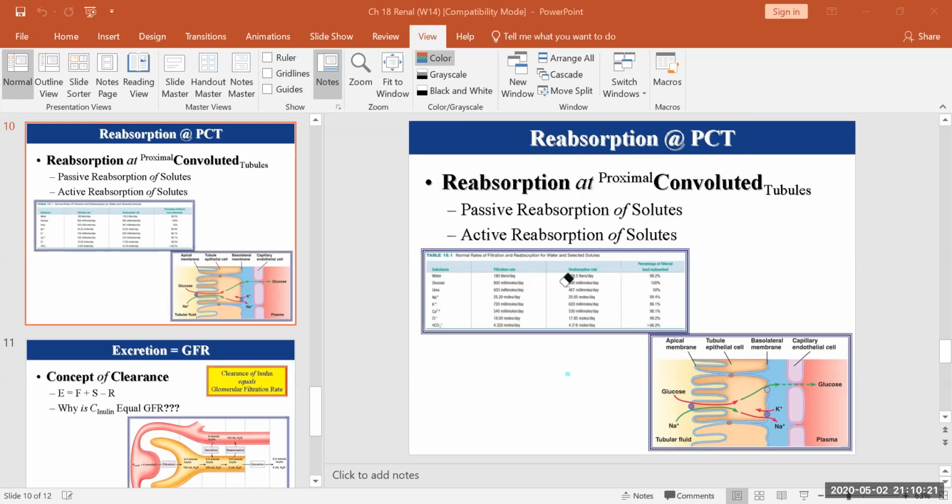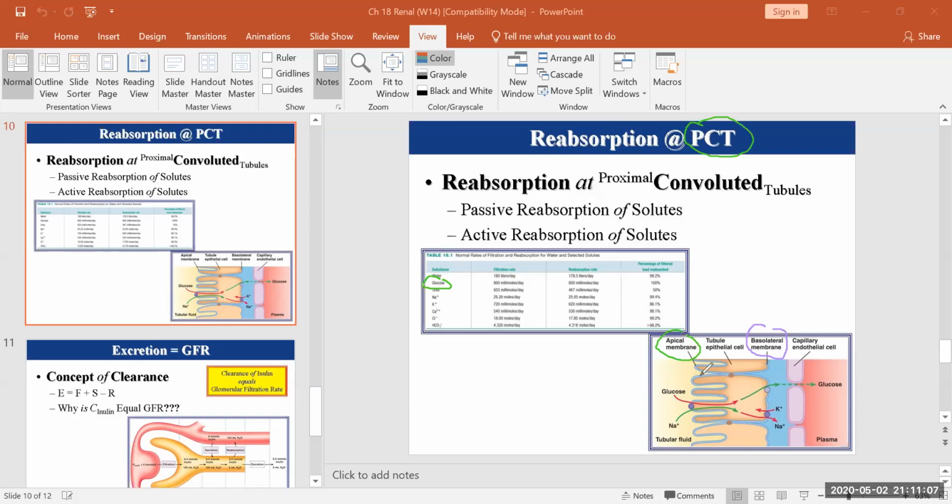Now, how is a glucose molecule being reabsorbed at the proximal convoluted tubule? Surprisingly, we learned about this mechanism. Glucose is being reabsorbed across two boundaries. The first boundary is at the apical membrane, and the second boundary is at the basolateral membrane.